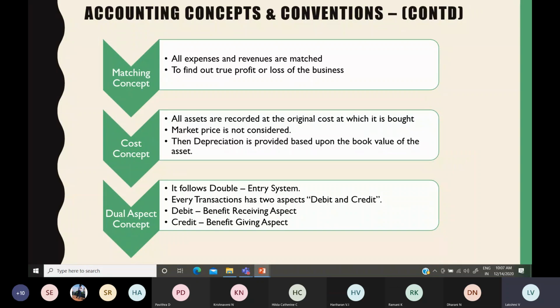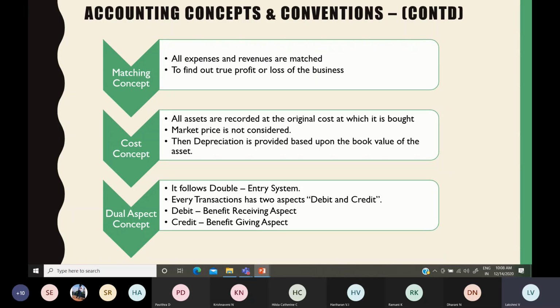I'm not speaking about those businesses. I'm speaking about large scale businesses, the companies, which have to strictly follow and maintain books of accounts. Those types of companies are what we are taking into consideration now. So the dual aspect concept is that they have to strictly adopt the double entry system. They have to maintain their accounts under that only. For such companies, every transaction will have two aspects.